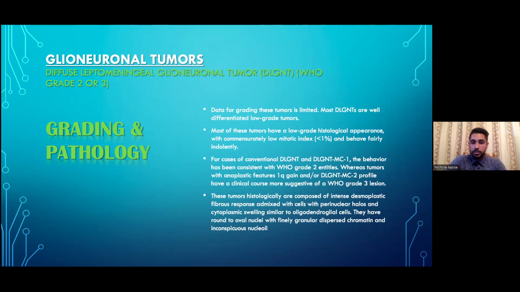These tumors histologically are composed of an intense desmoplastic fibrous response admixed with cells with perinuclear halos and cytoplasmic swelling, similar to oligodendroglial cells. They have round to oval nuclei with finely granular dispersed chromatin and inconspicuous nucleoli.